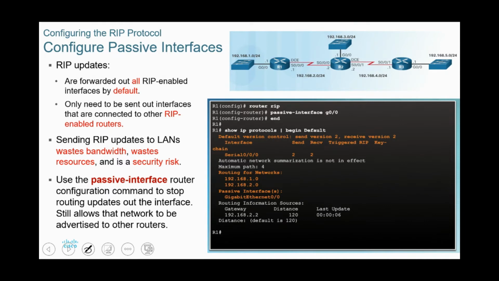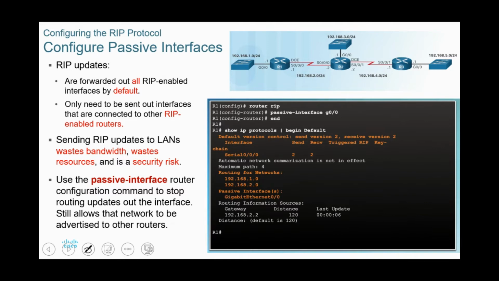All the RIP-enabled interfaces by default forward updates out. You only need to send out the interface when you are connected to routers. But if you connect to an end device, you don't have to do so. So you have to make it passive.